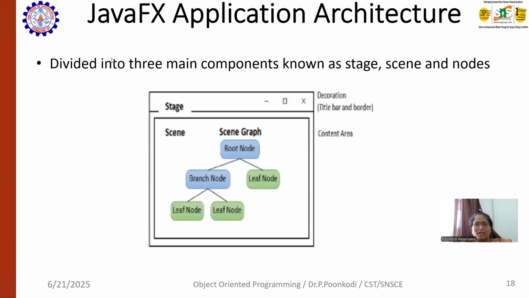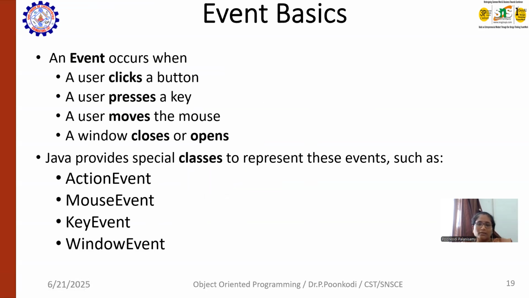Basically, the application architecture is divided into three main components known as stage, scene, and nodes. The stage is the title bar. The title which is given is given in the stage, within the borders. Then the content area. In this content area, we will give the scene and the graph. The relevant graph should be given in the content area.